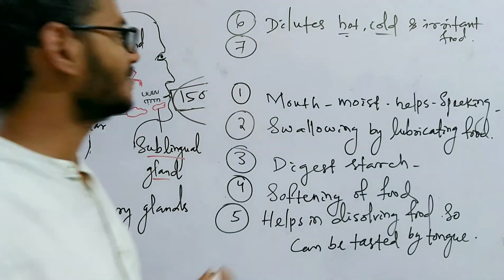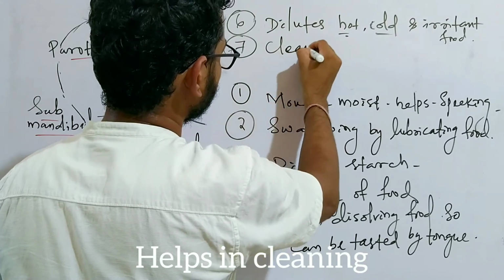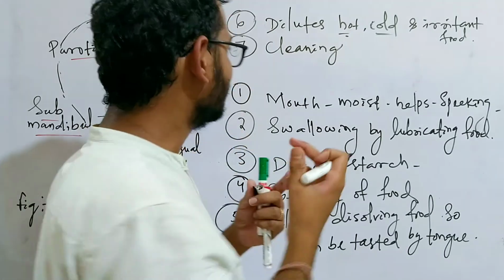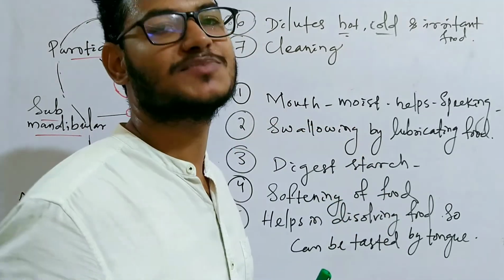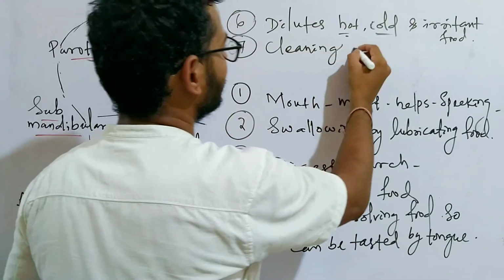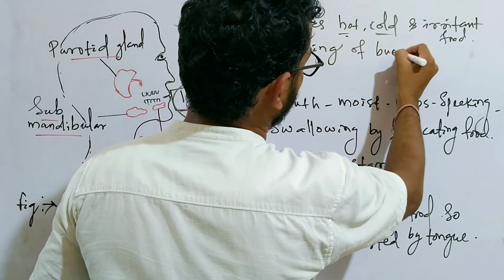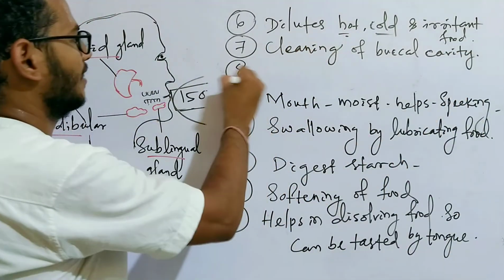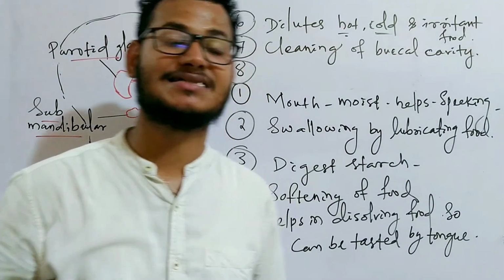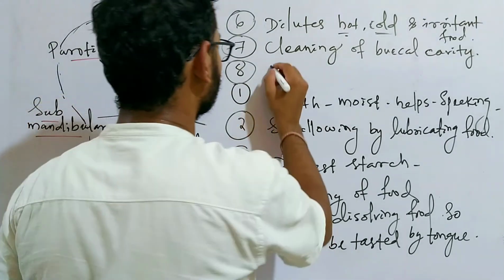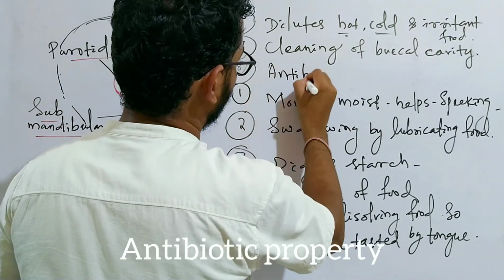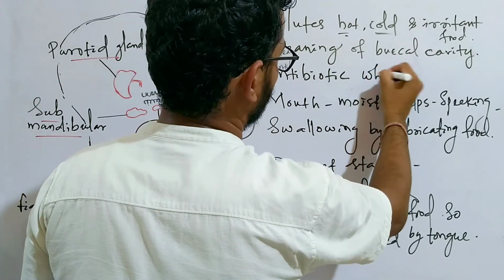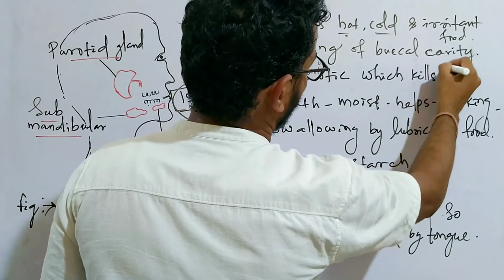Next, seventh point, it helps in cleaning, very important point. It is also the function of our tongue. It cleans the buccal cavity, but without the presence of saliva, it cannot work. So cleaning of the buccal cavity is also done by the saliva. And the last point, 8th point, it acts as an antibiotic to kill bacteria. It has antibiotic property, which kills bacteria.